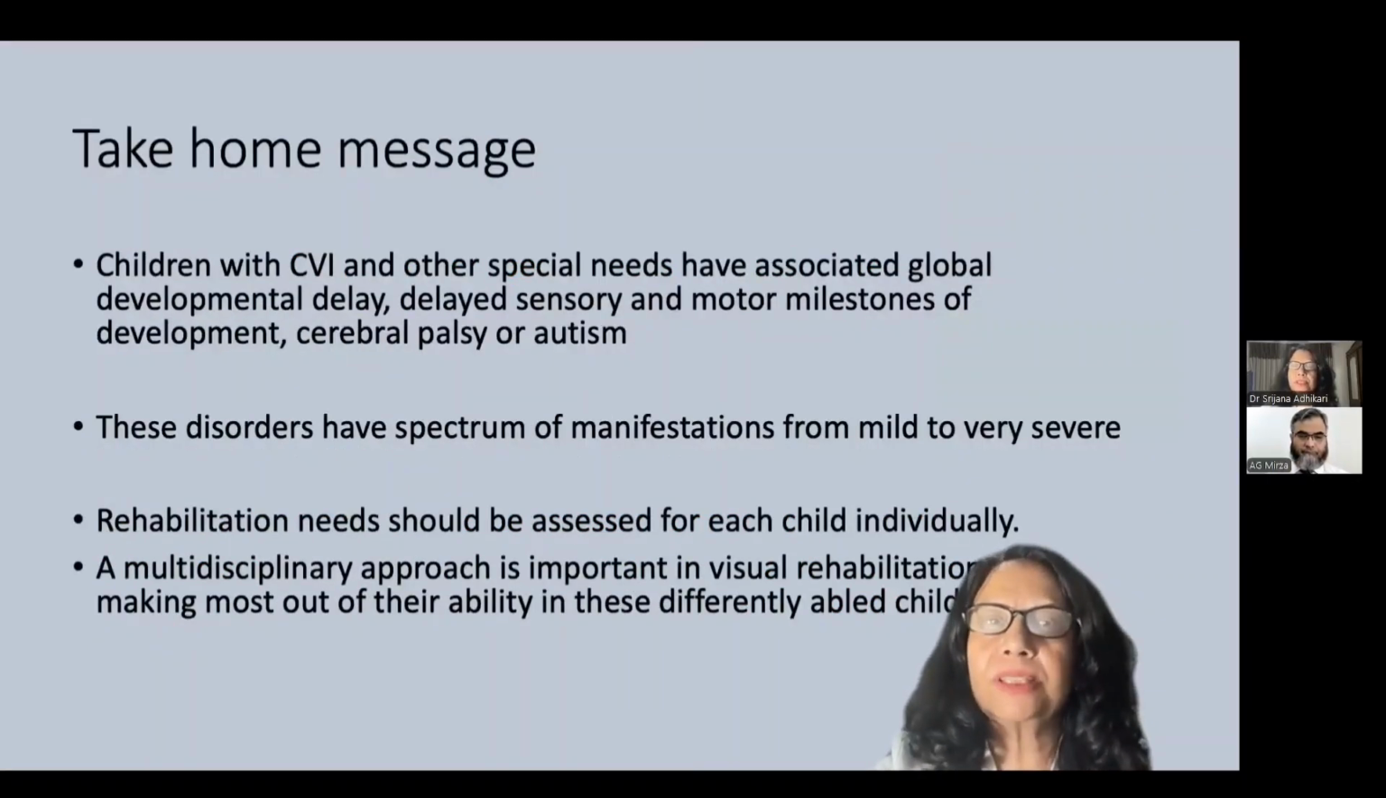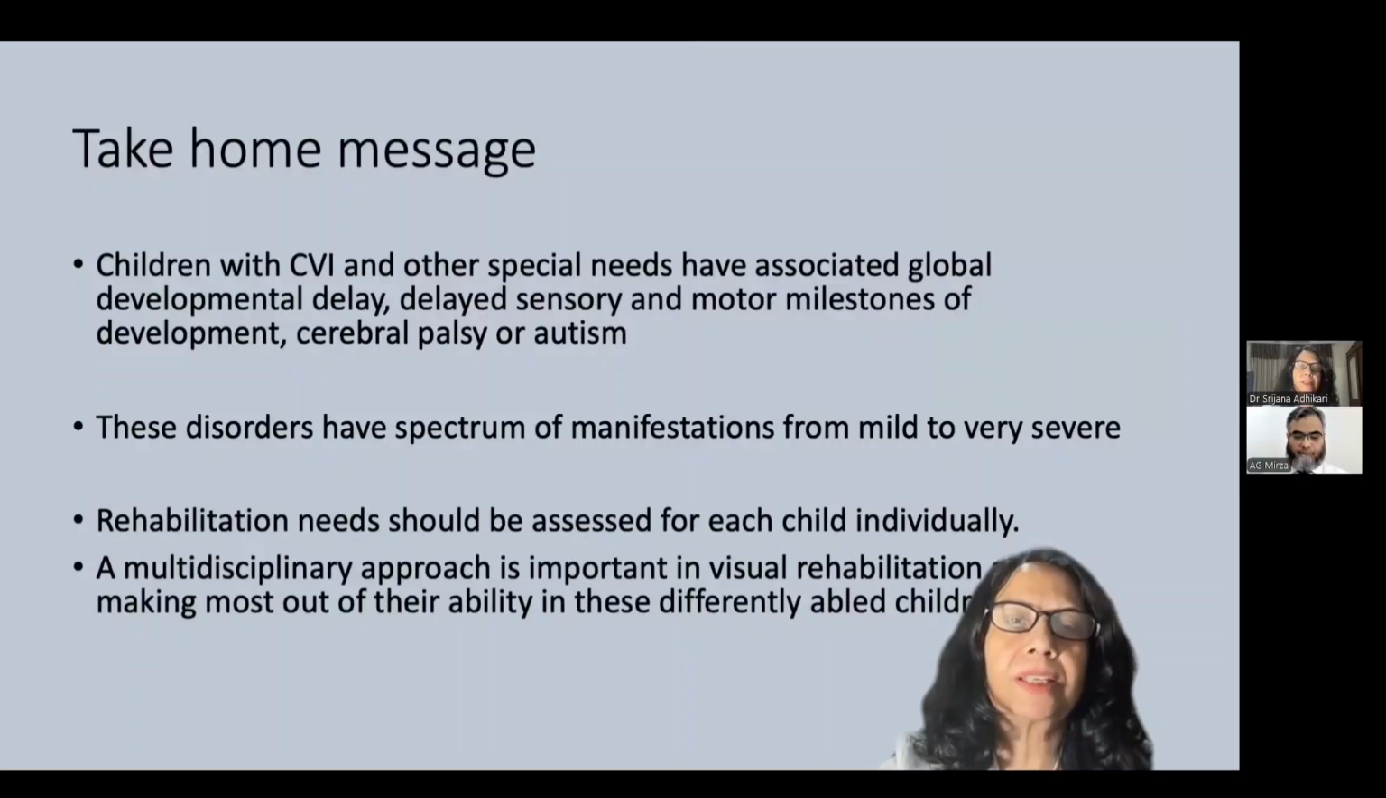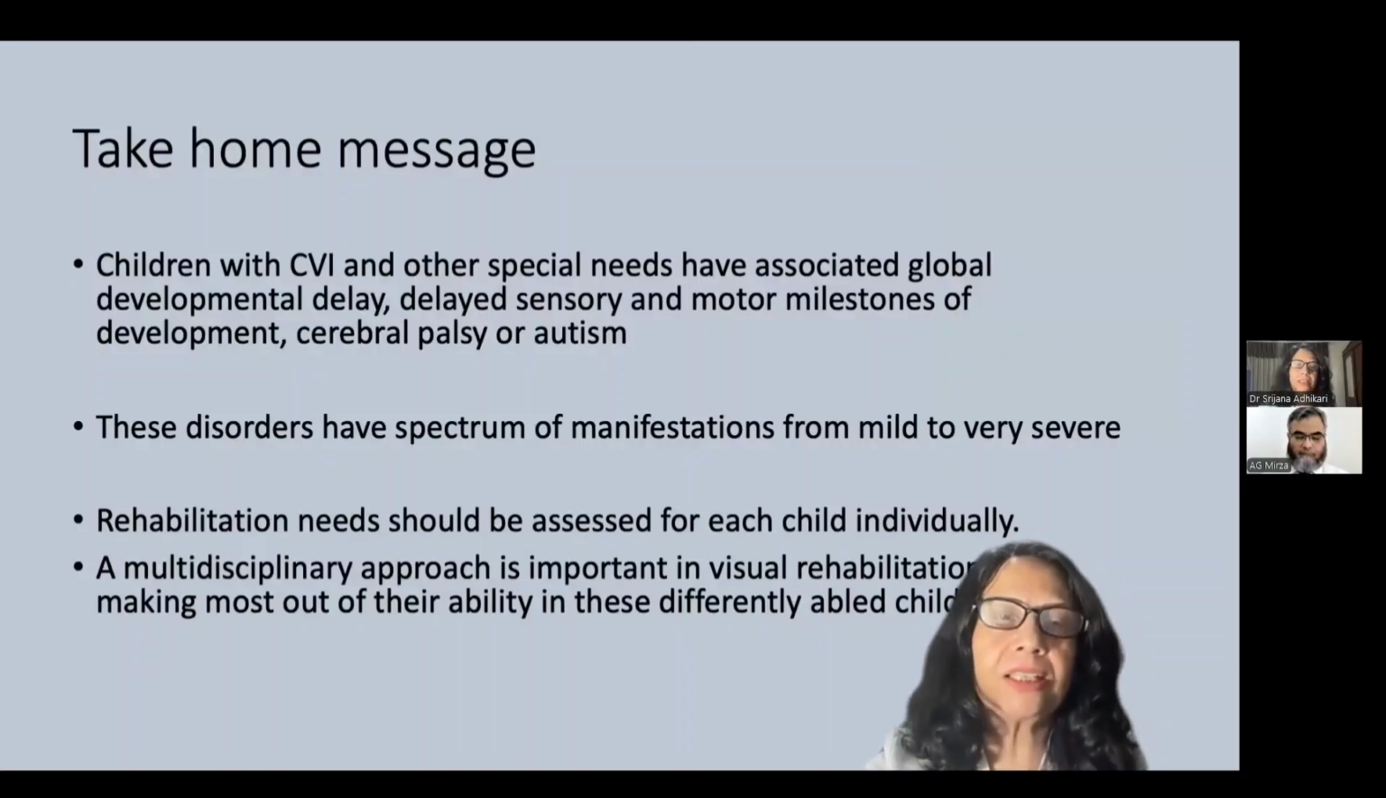Now the take-home message: children with CVI and other special needs have associated global developmental delay, delayed sensory and motor milestones of development, cerebral palsy, or autism. These disorders have a spectrum of manifestations from mild to very severe. Rehabilitation needs should be assessed for each child individually, and a multidisciplinary approach is important in visual rehabilitation, making the most of the abilities of these differently abled children.